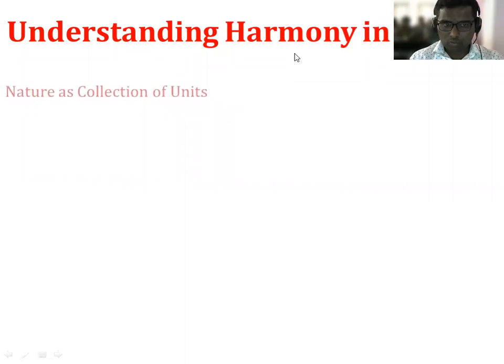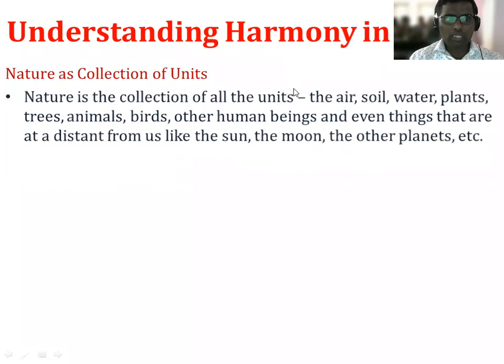Is it right? So try to read it. The nature as the collection of different units. What are these units? So nature is the collection of all units. I just now said that it is air, soil, water, plants, trees, animals, birds, other human beings, even things that are at a distance from us, like sun, moon, other planets, etc. So many things are there.